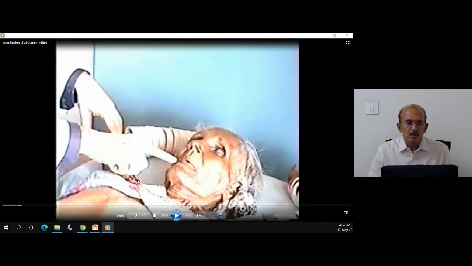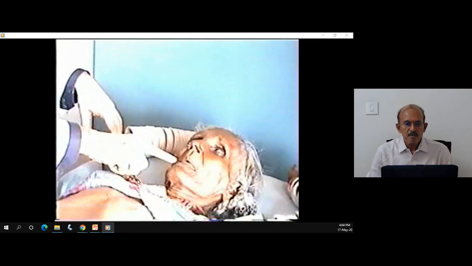Why does this posture make the abdomen soft? Can you tell me? Any muscle, when it is put to stretch, goes into stiffness. When you relax it, then it will be soft. So we want to make the abdomen soft by this procedure.